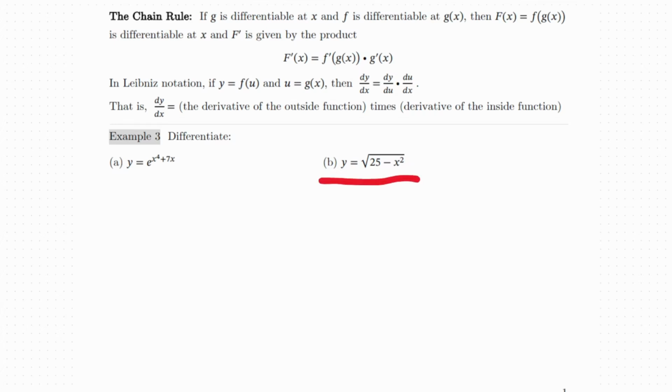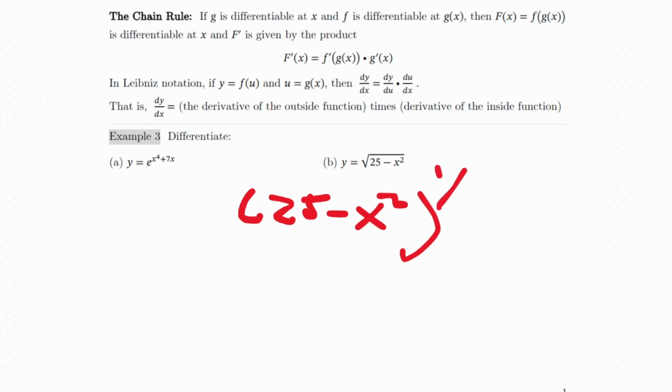Now we're going to go over part B here. So to start, we're going to get going with our u value. This can be rewritten as 25 minus x squared to the 1/2 power. The 1/2 is just replacing that radical right there. You should always be rewriting it as 1/2.